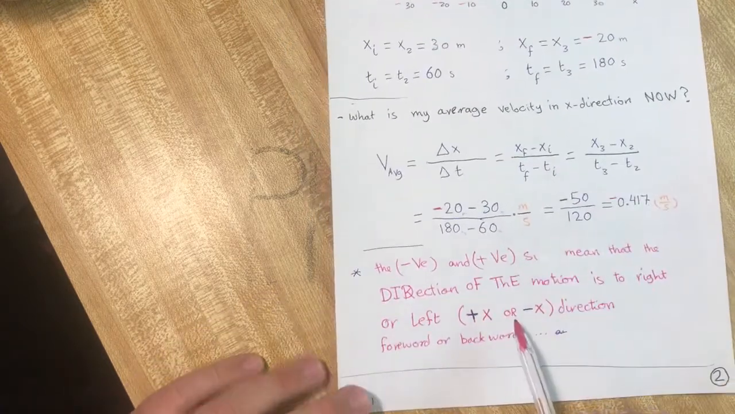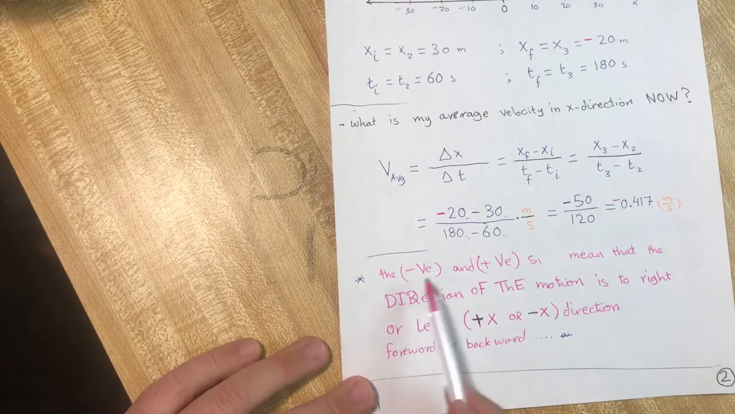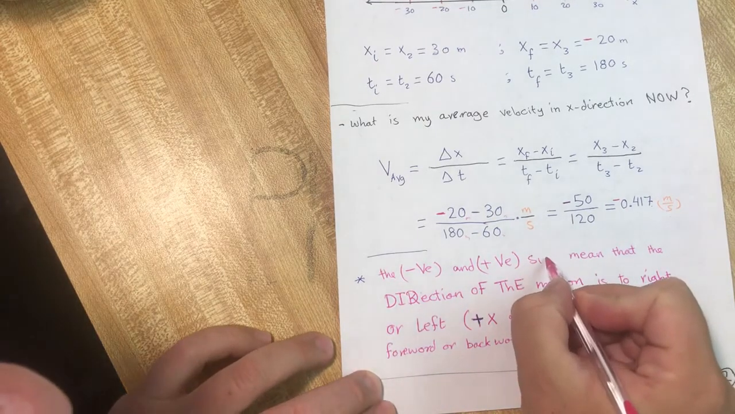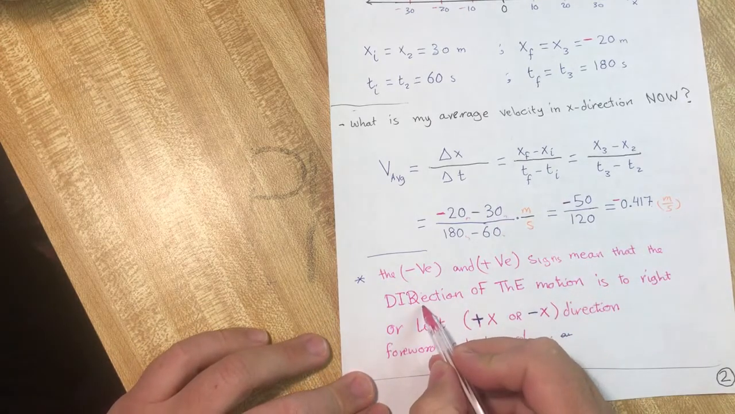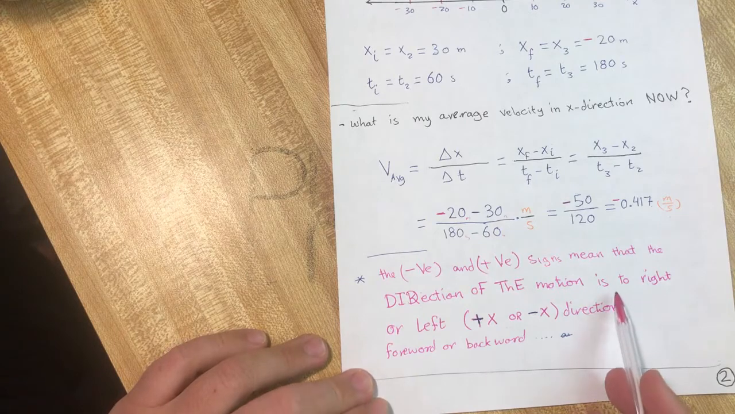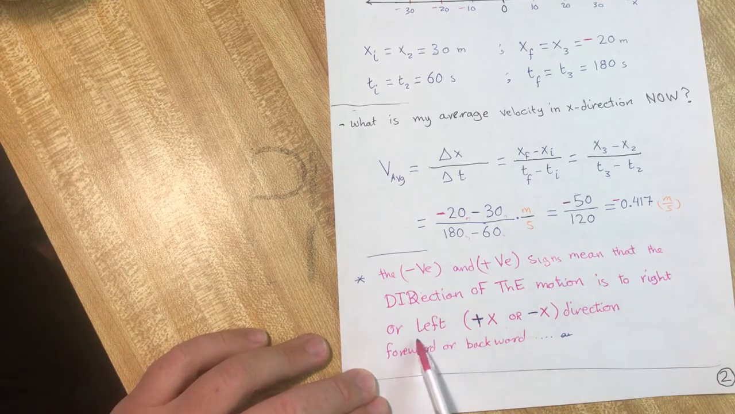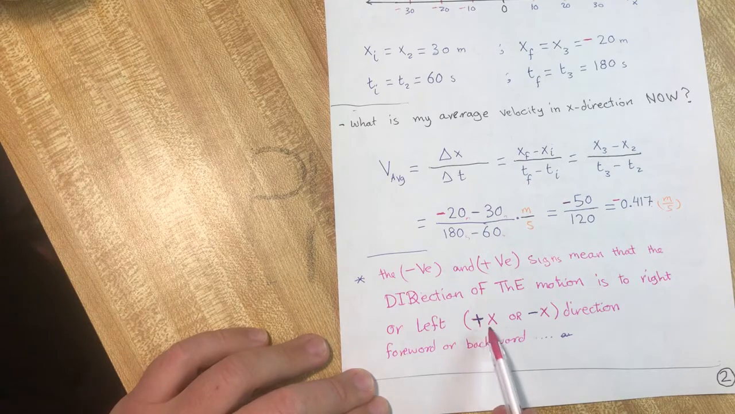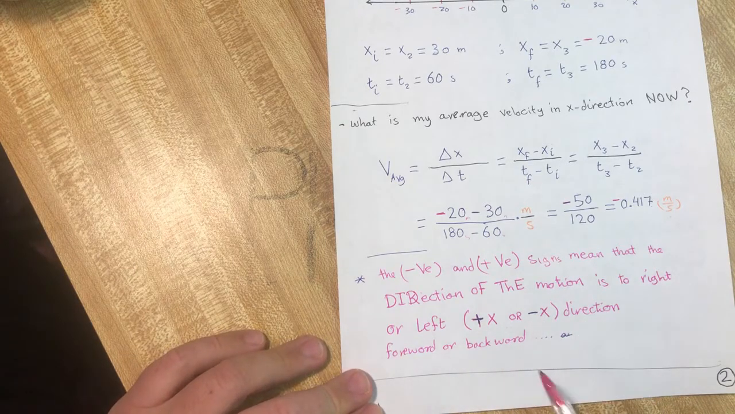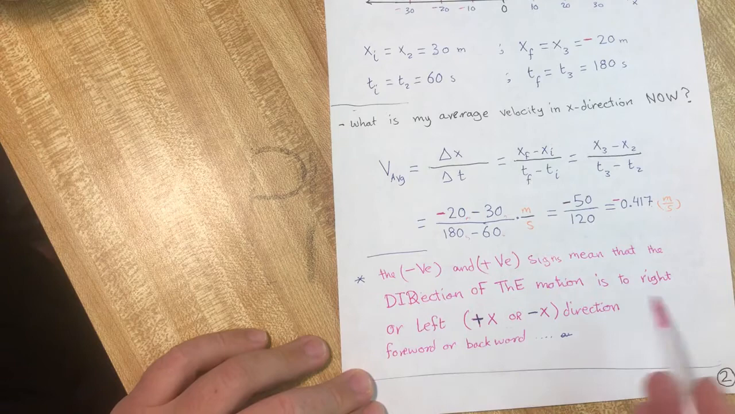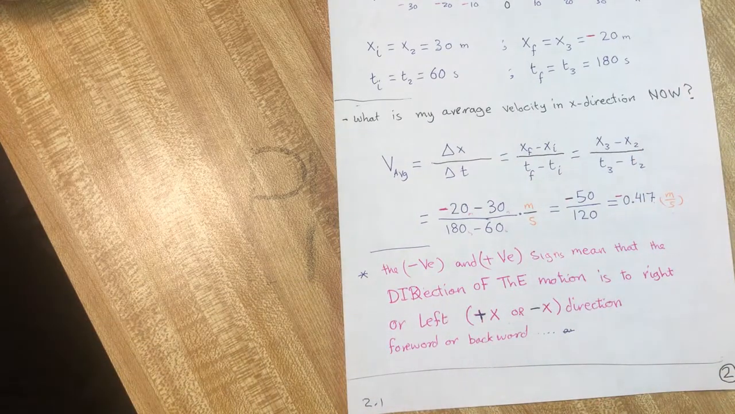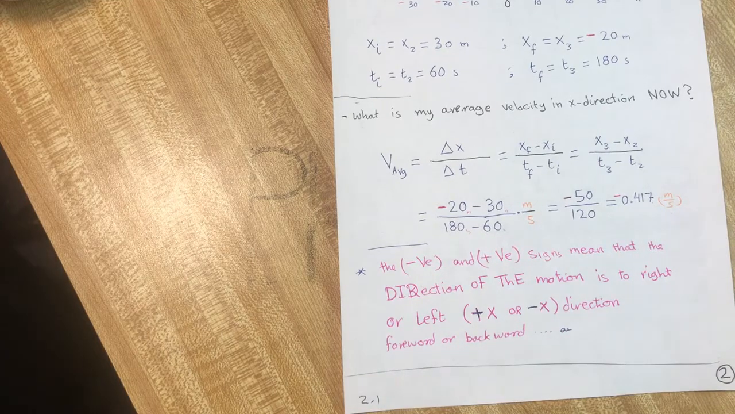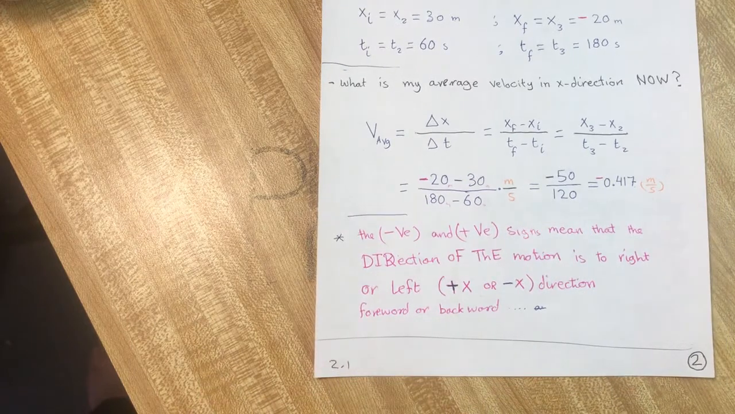What about the minus sign and the positive sign in the first part? The negative and the positive signs mean that the direction of the motion is to the right or to the left, positive x or negative x direction, or forward or backward, or positive y or negative y if we are moving vertically, and so on. I hope you understand this. It is easy to be understood. We will solve more examples and you will need to solve more examples.